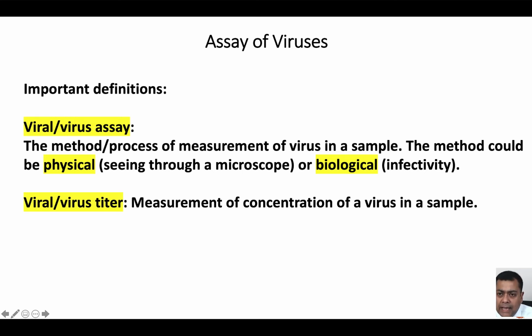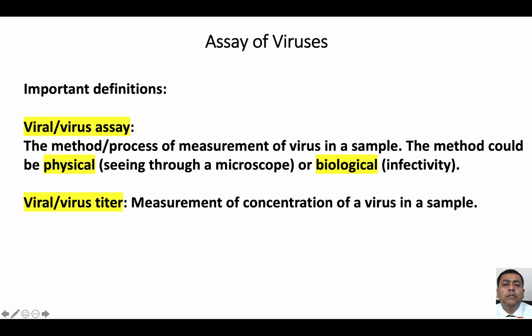What is the type of virus assay? There are many different types. And the virus titer is that if you are given a sample, like a viral stock in a vial, and you just want to know, okay, in that vial, how many viruses are there which are infectious? That will be the virus titer in there.